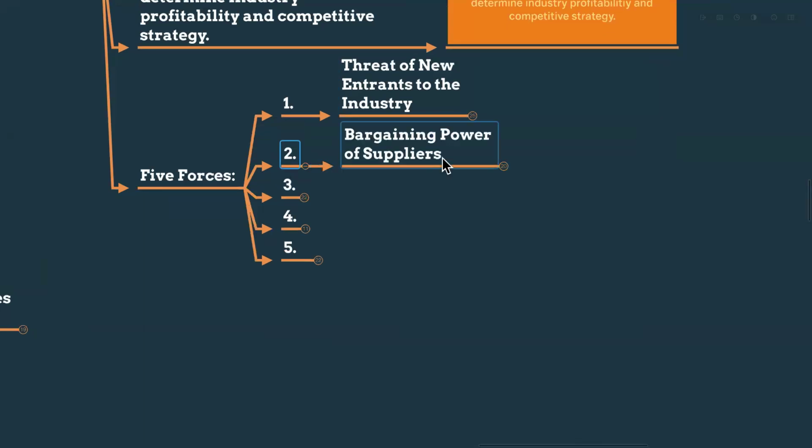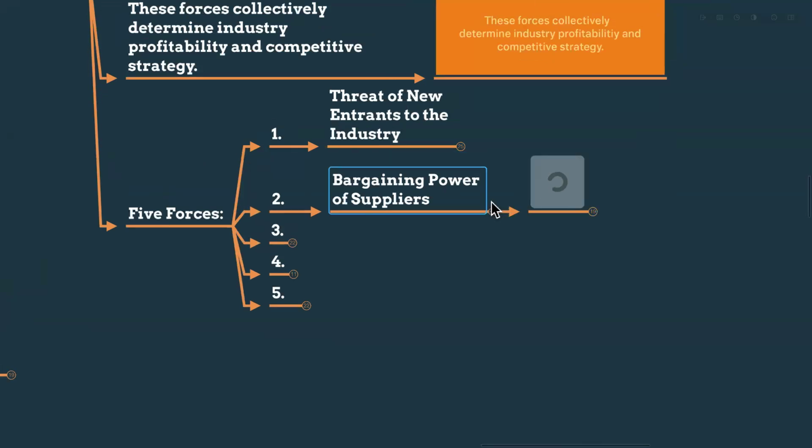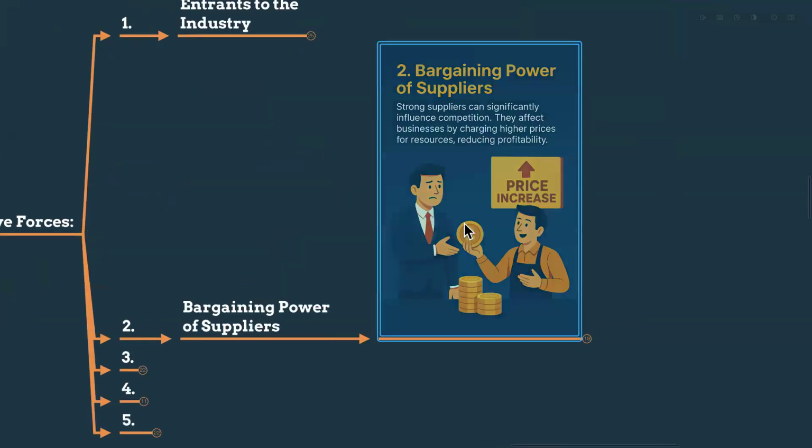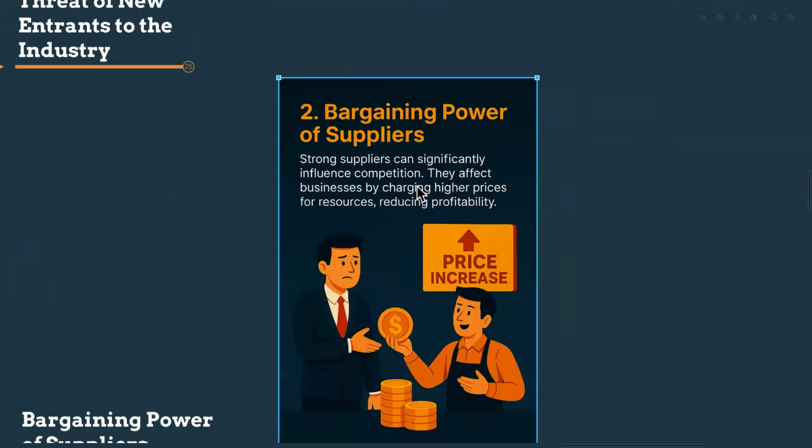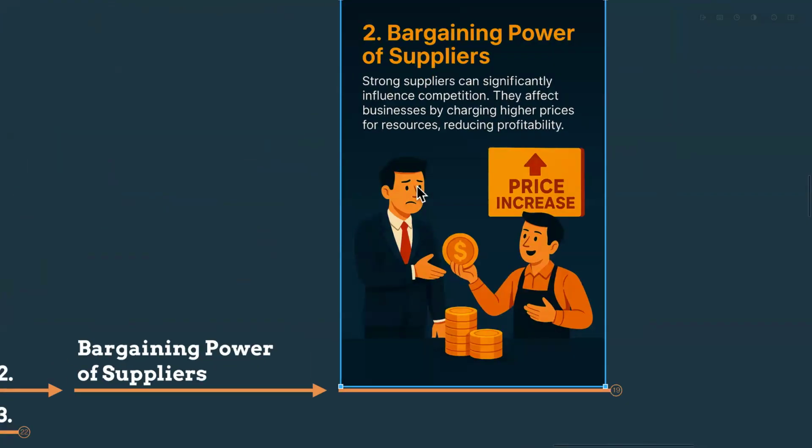And let's talk about the second one, the bargaining power of suppliers, right? It means strong suppliers can significantly influence the competition. They affect businesses by charging higher prices for their resources. If they are charging higher prices for the resources you are using as an input, definitely your cost of production is going to increase. Then you have to increase your price, otherwise you have to reduce your profit margin.